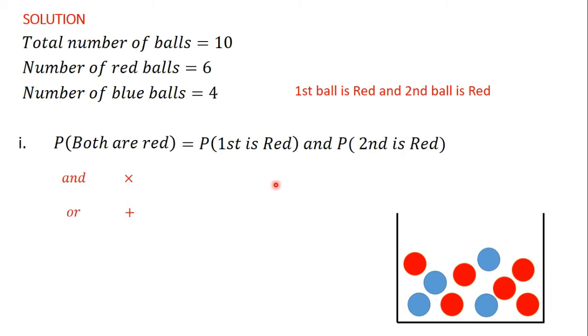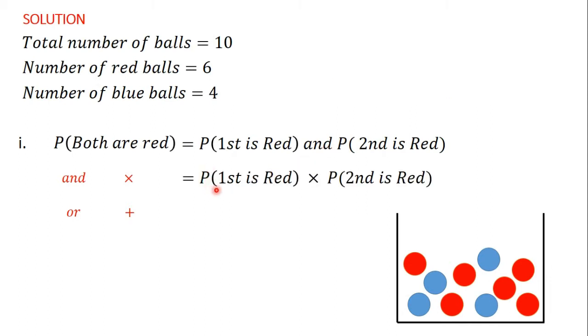From the videos on multiplication and addition law of probability, we learned that when we see and, we are going to replace it with multiplication. When we see or, we will replace it with addition. Here we have and. This means that we are going to have probability that the first ball is red times the probability that the second ball is red. So now all we need to do is to find the probability that the first ball is red and find the probability that the second ball is also red.